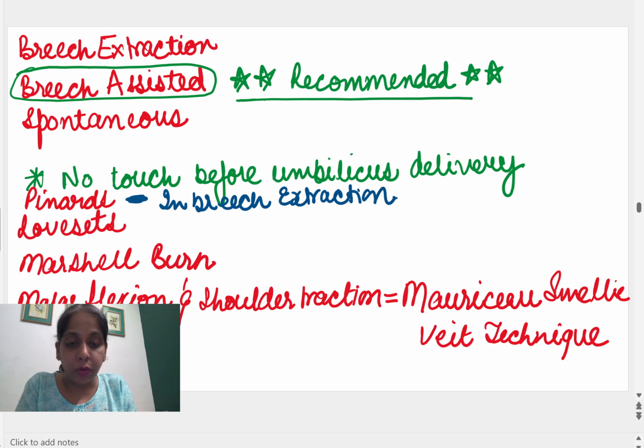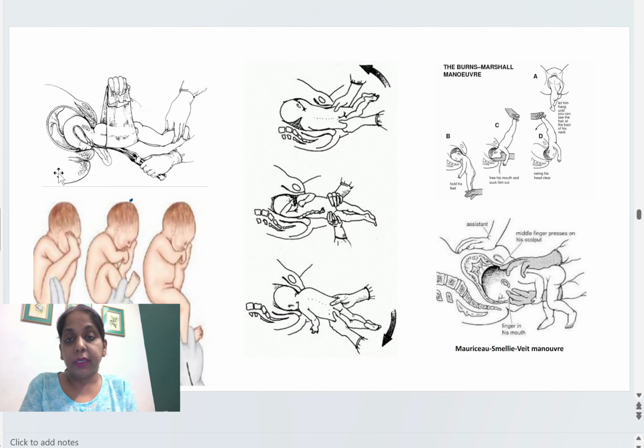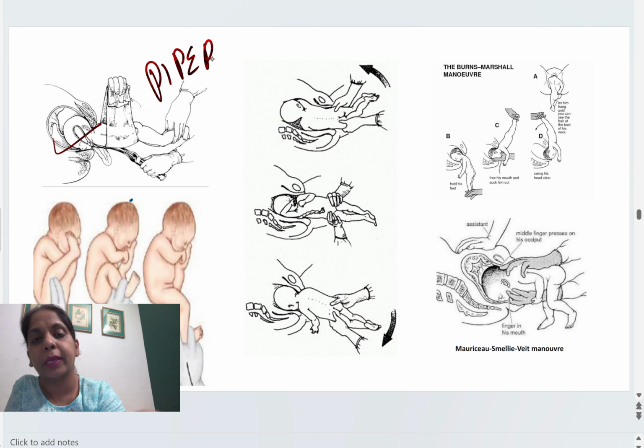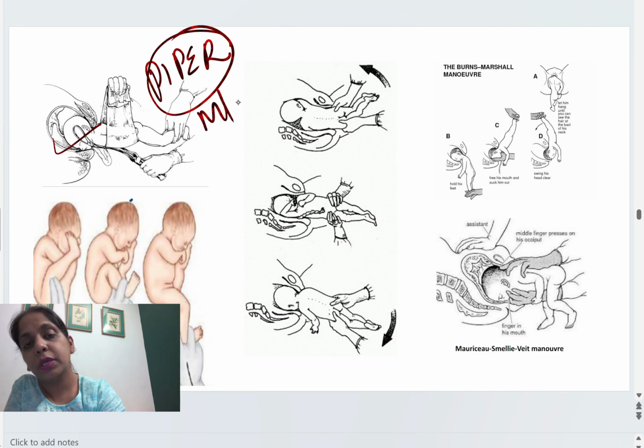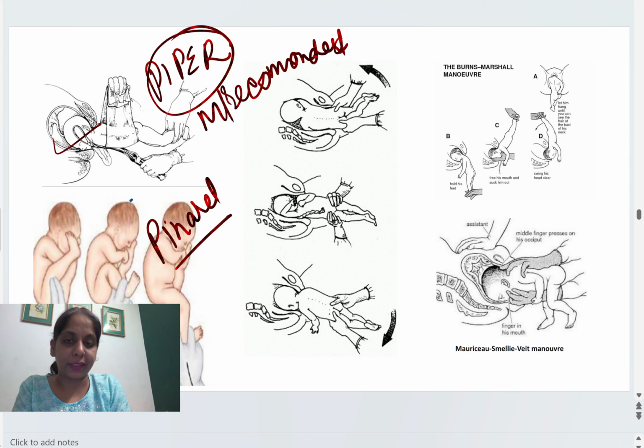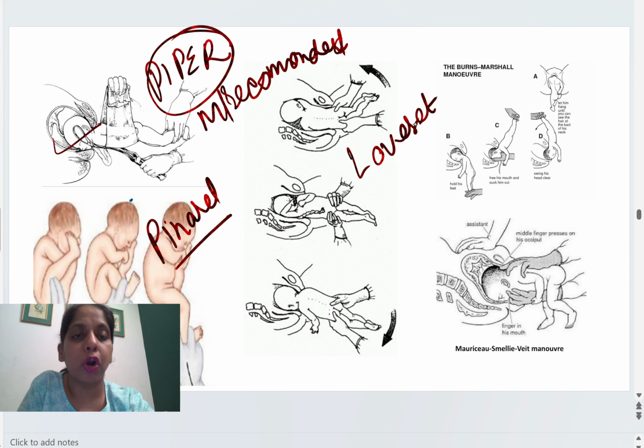Okay, now let me show you the maneuvers. See, this is the maneuver for the after-coming head. So here we are applying Piper's forceps. Okay, this is the most recommended method for the after-coming head, Piper's forceps. This is the Pinard maneuver for the extended legs. And this is the Løvset maneuver for the shoulder.